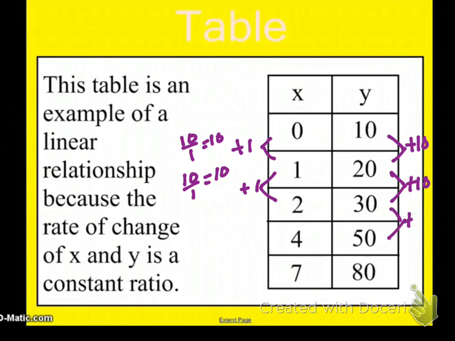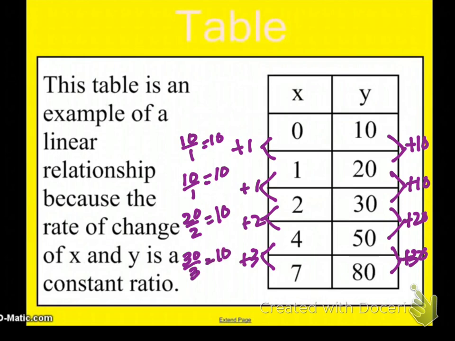The next one is a rate of 20 over 2. Initially, you might think that that's not the same, but if we set it up as 20 over 2, our change in y over change in x, it simplifies to 10. And 50 to 80 is a change of 30, but over here we have a rate of 3 from 4 to 7. So again, we're looking at a rate of 30 over 3, which simplifies to 10.